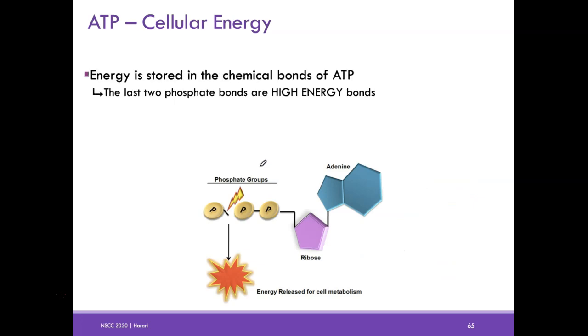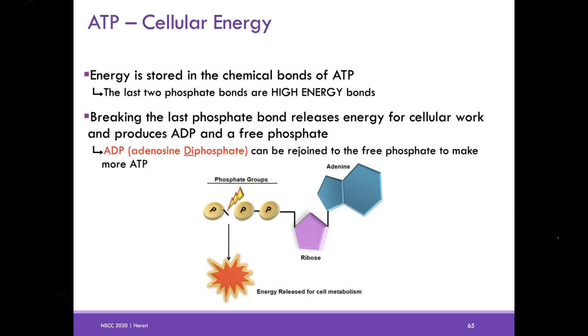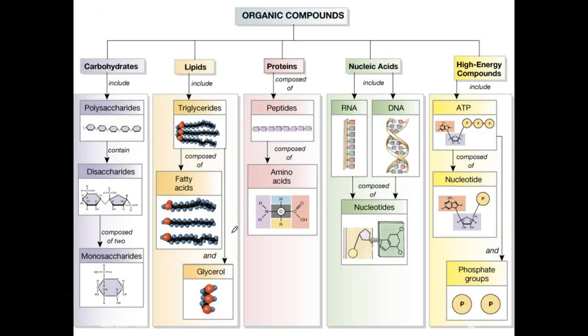And the energy is stored in the chemical bonds of ATP, specifically this last phosphate bond. This is a very high energy bond. So when you break off this phosphate, a ton of energy is released that can be used by the cell. So breaking the last phosphate bond can release energy the cell can use. And then we'll get ADP, adenosine diphosphate, with just two phosphates. If I then add on another phosphate, I can then remake ATP.